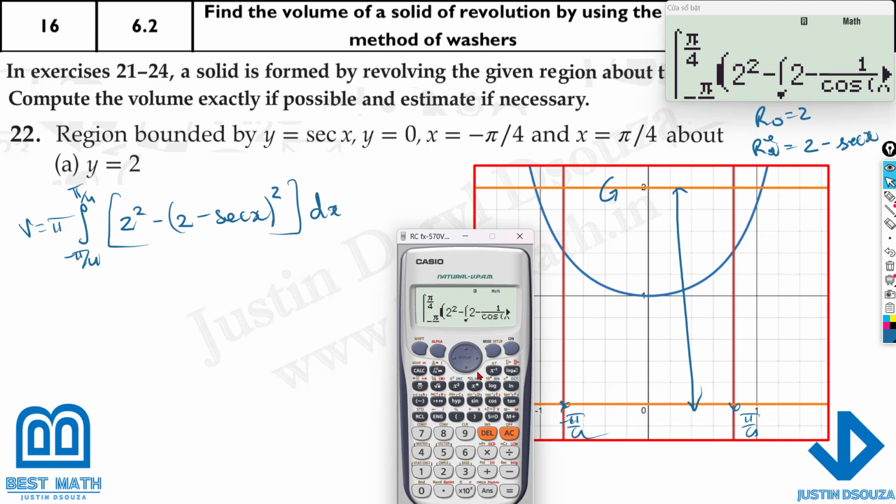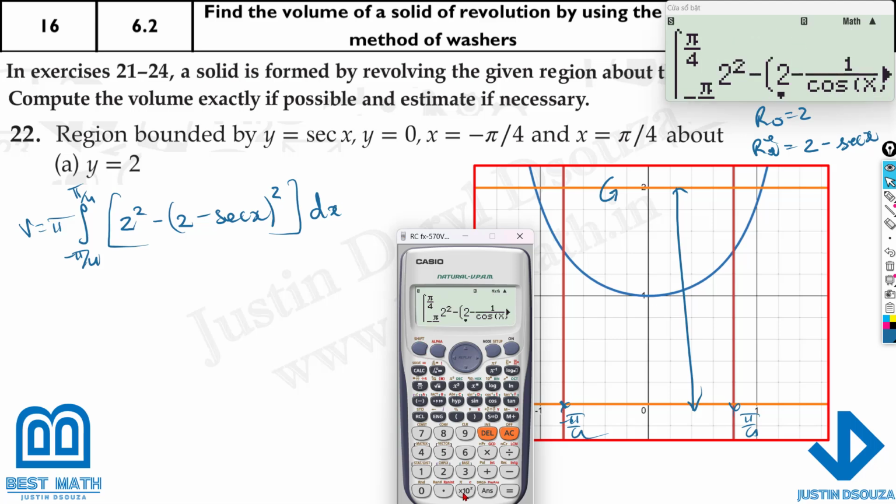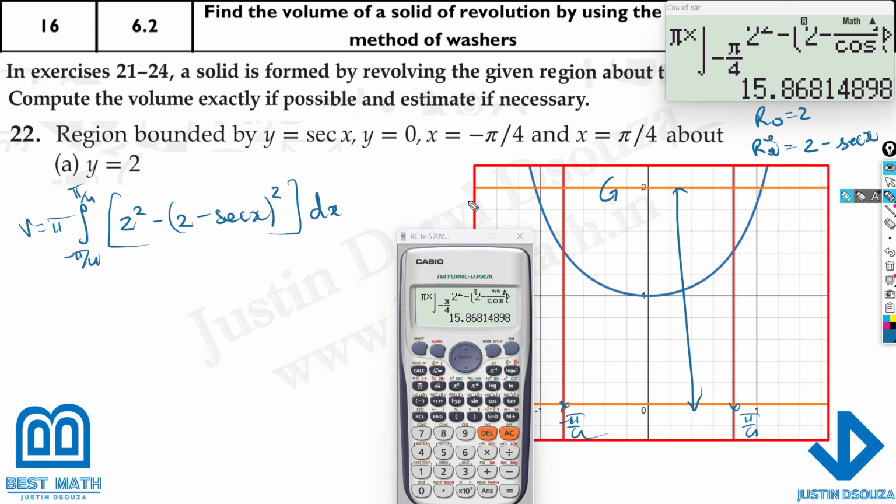Okay, something is wrong. What is the mistake? I've opened the bracket, but I've not closed it. Because it's 2 only, right? So no need of this bracket. Now it should be all good. Yeah, it's only one bracket that's closed. The answer is 5.05. Now what I'll do is first I'll write pi here multiplied with this. The final answer is 15.868.